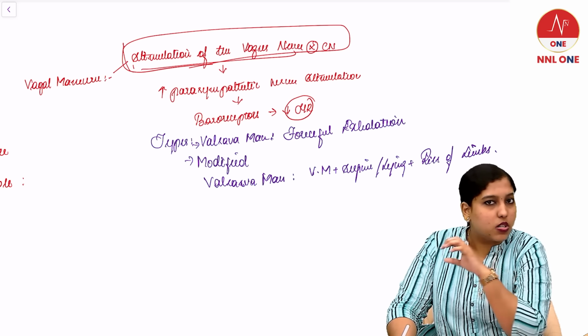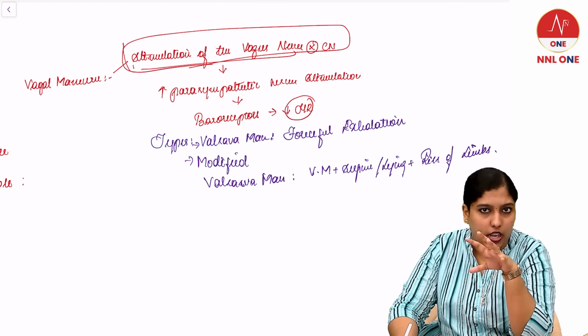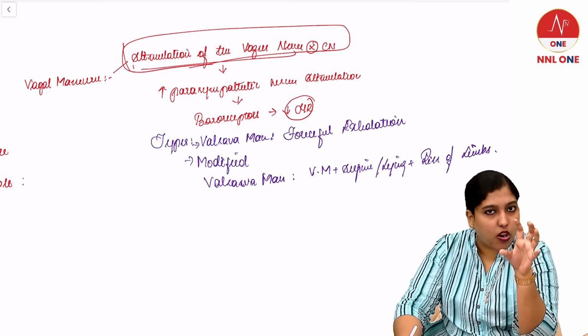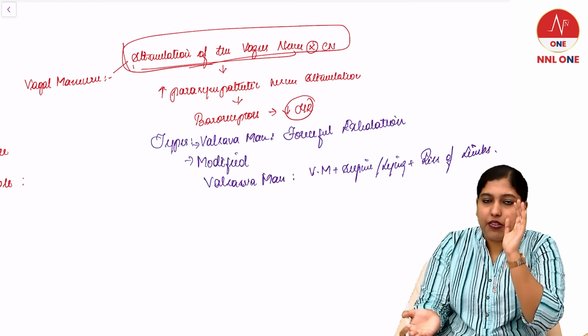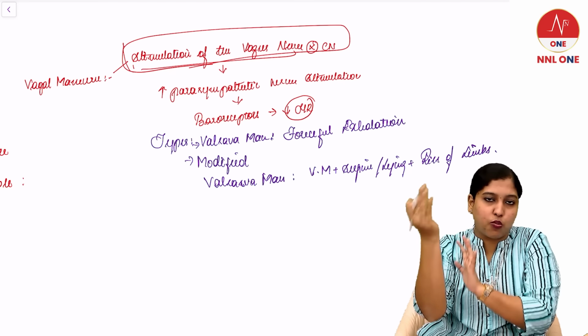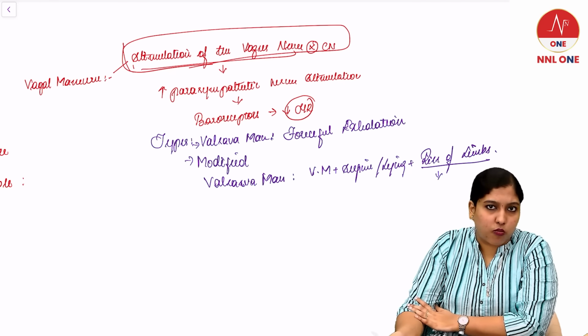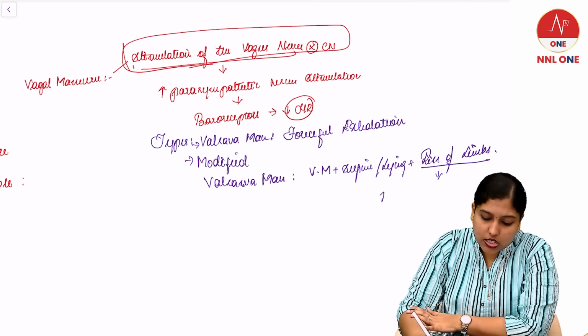Valsalva maneuver is forceful exhalation through all the orifices, either blowing into a syringe or like that. But the modified Valsalva maneuver is the Valsalva maneuver plus the patient is in supine or lying position, plus you're going to elevate the lower limb of the patient once this forceful exhalation is done. What is the primary purpose of this rise of lower limb? That is to increase the venous return.